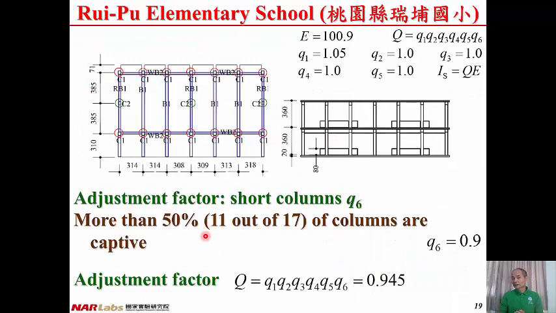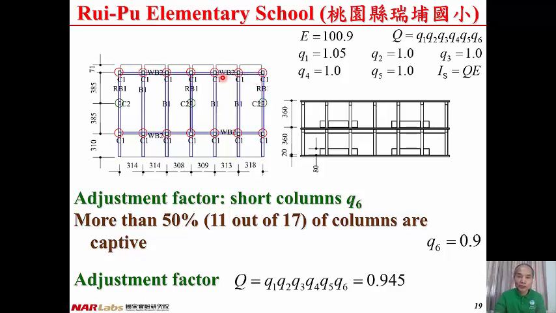And the last adjustment factor for short columns, Q6. And this is the front elevation of the building. They are totally just considering the first floor. This one is captive column, captive column, captive column, captive column. Therefore, at the front side of the building, there are totally four captive columns. At the back of the building, because of the presence of window sills, all the columns at the back are captive columns.